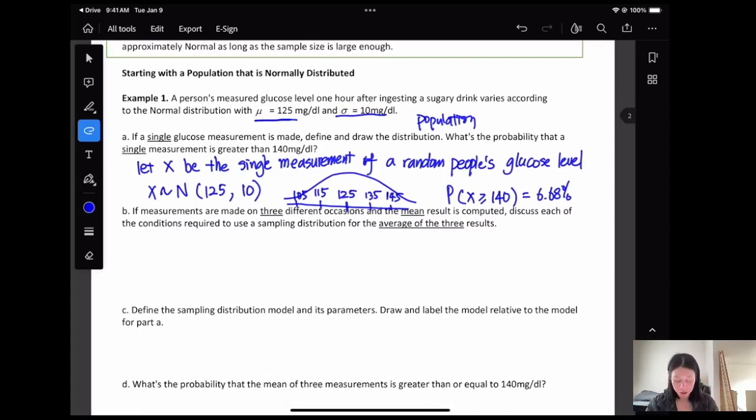So if the measurements are made on 3 different occasions and the mean result is computed, discuss each condition required to use the sampling distribution for the average of these 3 results. So the sample size is equal to 3. First of all, we will assume that this is independent, because measuring one person is not going to affect the other person's glucose condition.